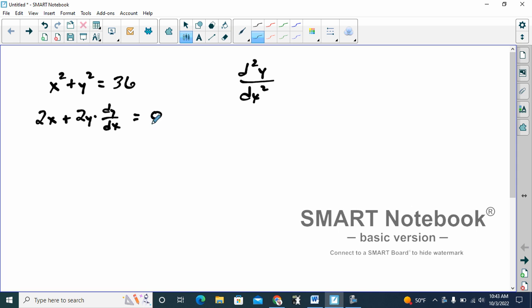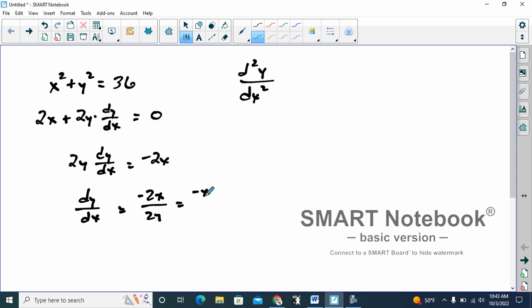Solve for dy dx, so we subtract 2x from both sides, and divide both sides by 2y. Dy dx is negative 2x over 2y, which we can simplify to negative x over y. So there is the first derivative. We need the second derivative, so I need to take the derivative again.